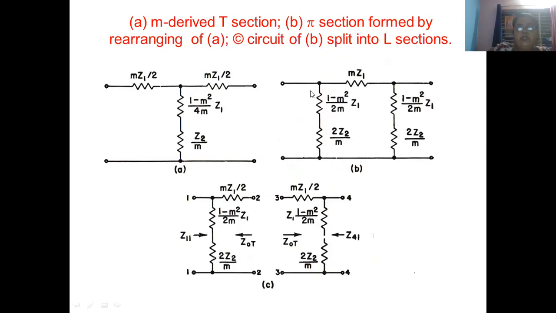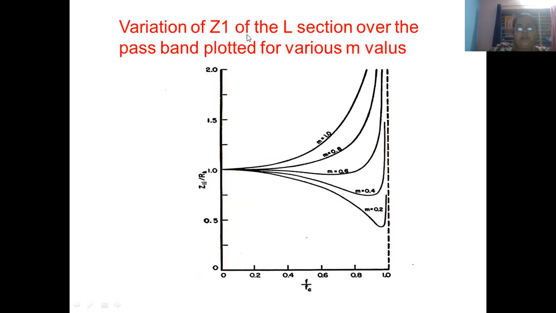M-derived T section, this is from the M-derived pi section, and these sections have been split into two half sections in terms of L. Variation of Z1 of the L section over the pass band plotted for various m values.